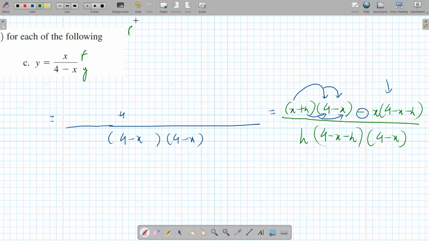So quotient rule says this, f prime g minus f g prime all over g squared. What's f prime if f is x? What's the derivative of x? One, yeah. So g is just the denominator, 4 minus x, as f is x. What's the derivative of the denominator there?